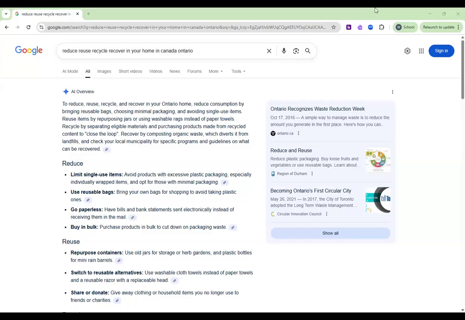I'm just checking. Sorry, I'm trying to see what I can, there we go. What other ways to reduce? Okay, that's on reduce. Let's go down to reuse.